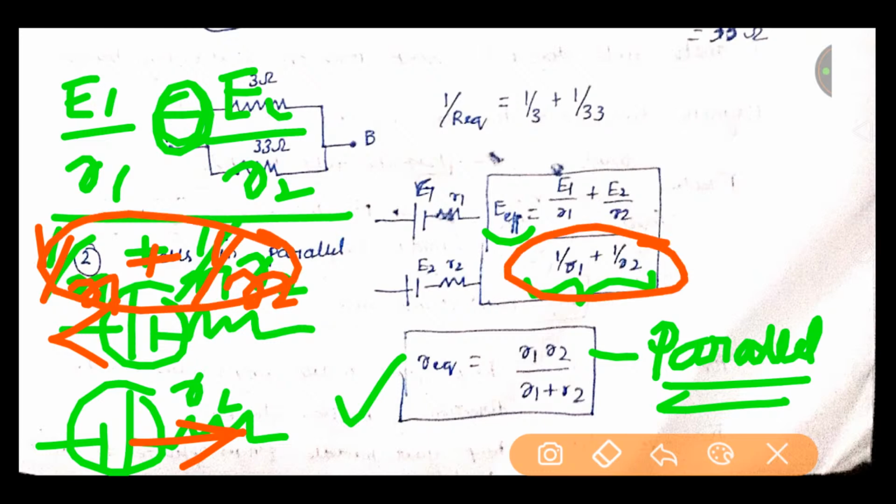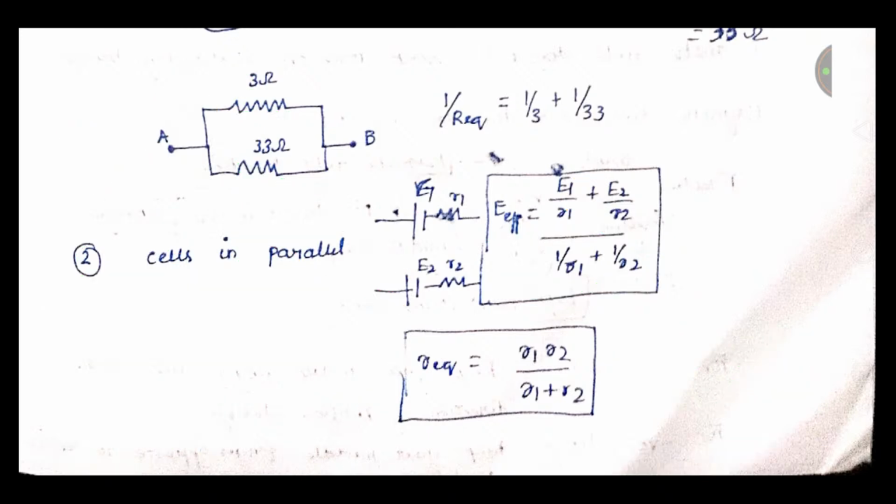Why? Because it is parallel, right? Same direction current means a positive symbol here. Opposite direction current means a negative symbol here. Only the upper part sign should be changed, right?